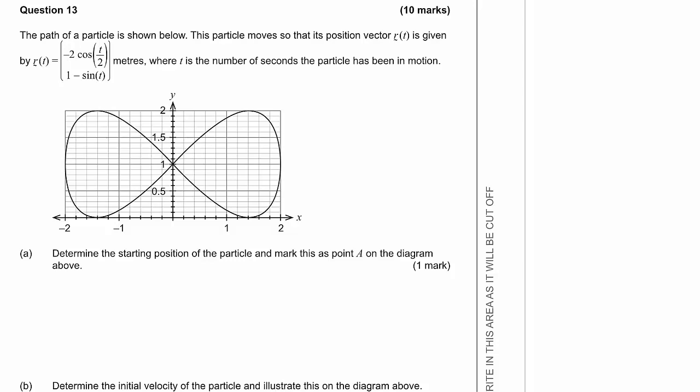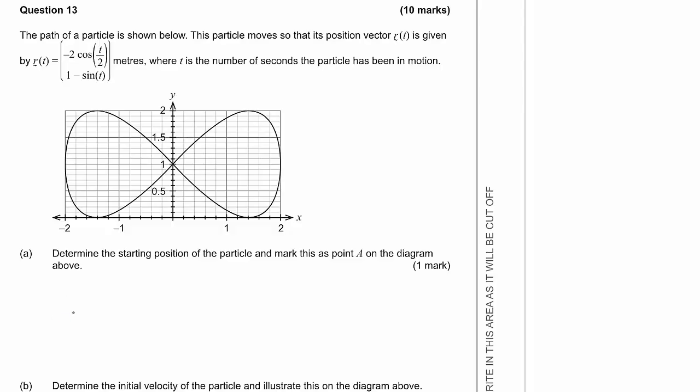The path of the particle is shown below. This particle moves so that its position vector is given by r of t, which is this column vector here, where t is the number of seconds the particle has been in motion. Determine the starting position of the particle and mark this as point A on the diagram above.